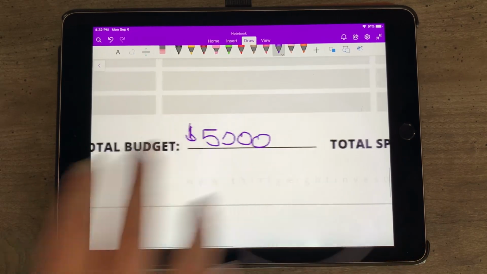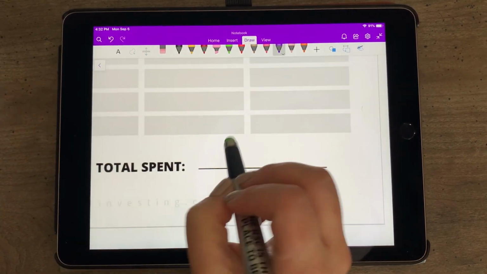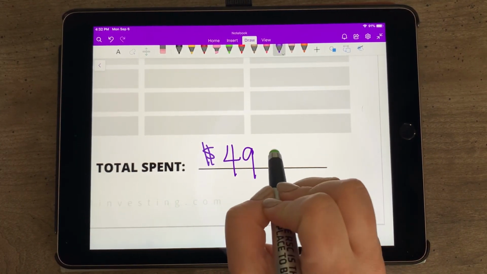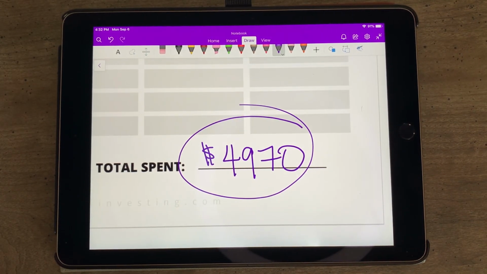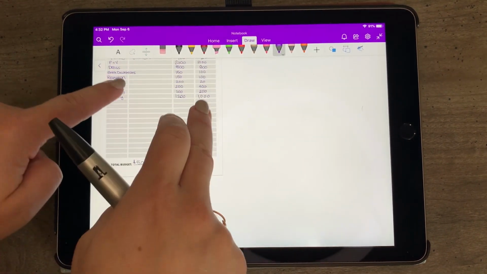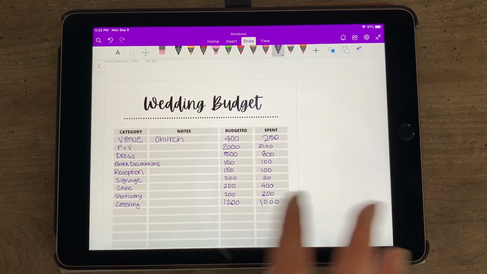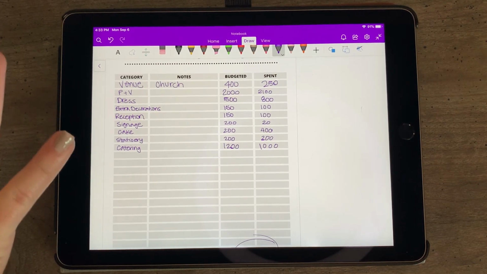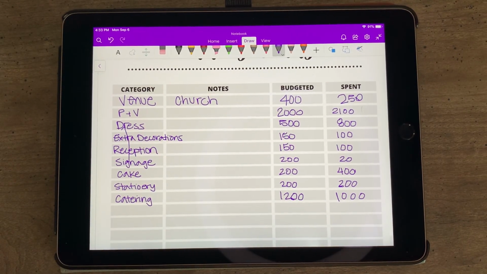Okay, so like I said, the total budget was $5,000, and in total with everything, I ended up spending $4,970. So that's how much it ended up being in regard to my $5,000 wedding. This was a really awesome PDF to be able to watch as I budgeted and spent money. Of course, there are tons of different categories that you can budget for. This is just the minimum in regard to what you'll need, but there's a ton of other things you don't want to miss out on.